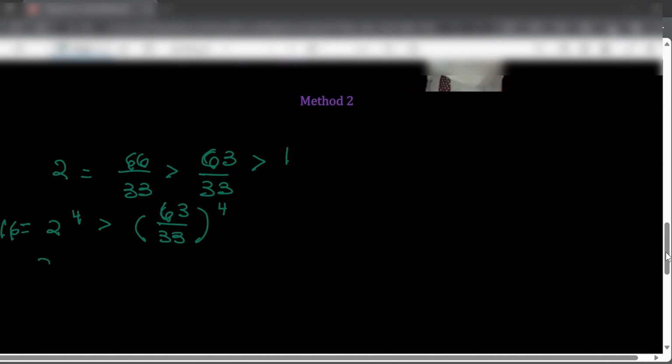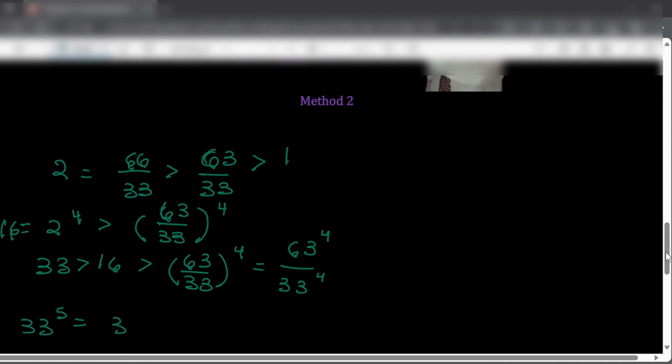33 is greater than 16. So we have that 33 is greater than 63 over 33 to the 4th power, which is equal to 63 to the 4th power over 33 to the 4th power. And if I multiply both sides by that positive number, 33 to the 4th power, add the exponent of 1 that was not originally written there, and that's going to be greater than 63 to the 4th power. That's a much shorter solution.